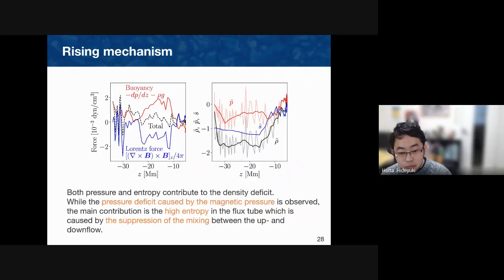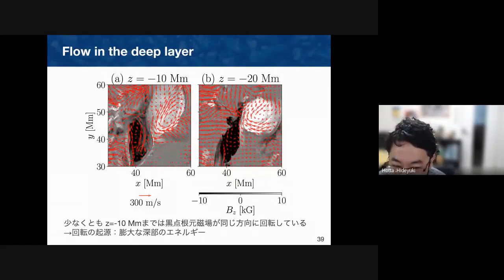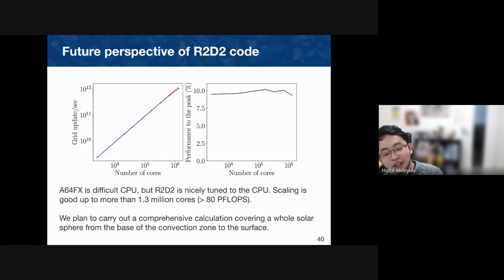So how many megawatts do you use for one of these calculations? I haven't evaluated it, but Fugaku has a very good power efficiency, but still it is very high cost. So I will evaluate it. All of Japan goes dark a little bit when you turn it on.